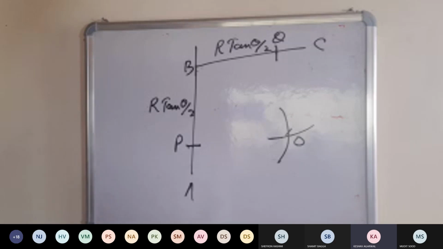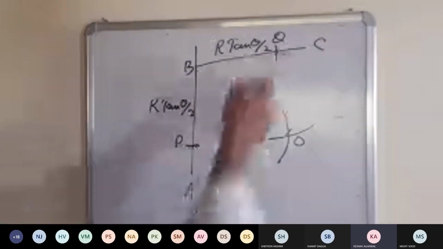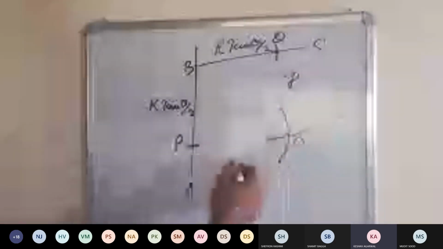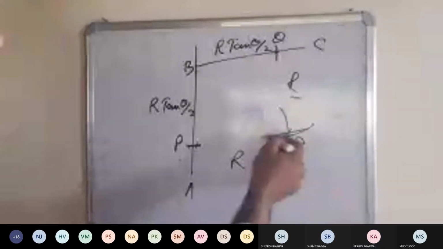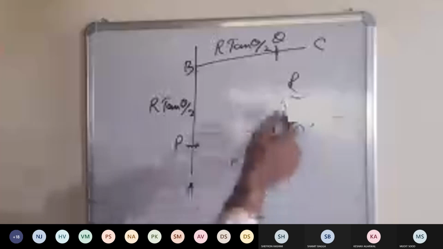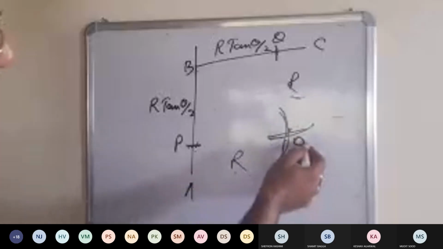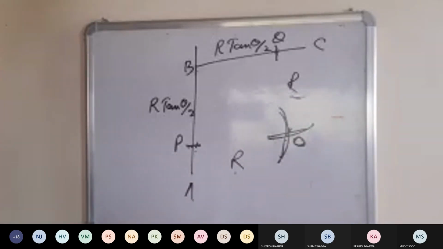From points P and Q, cut an arc of radius r such that they intersect at point O. ठीक है, तो यहाँ से आपने r डिस्टेंस के बराबर एक आर्क कट किया, यहाँ से भी r के बराबर कट किया, they intersect at O. Is that okay? Yes, sir. Next.